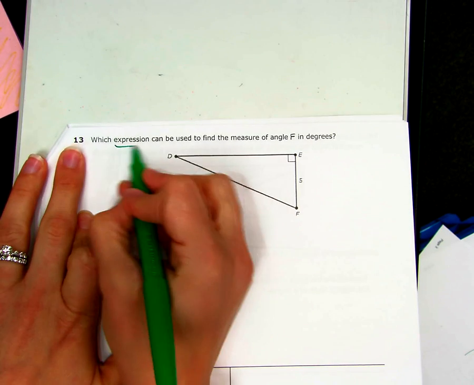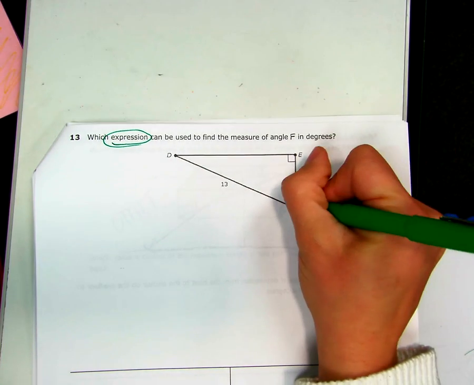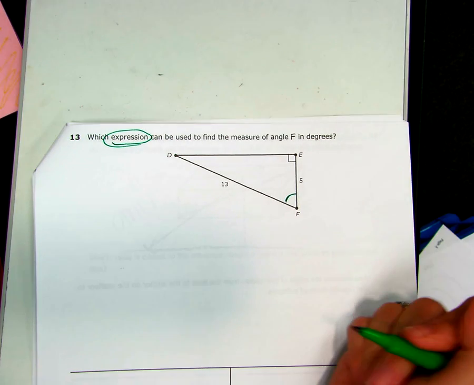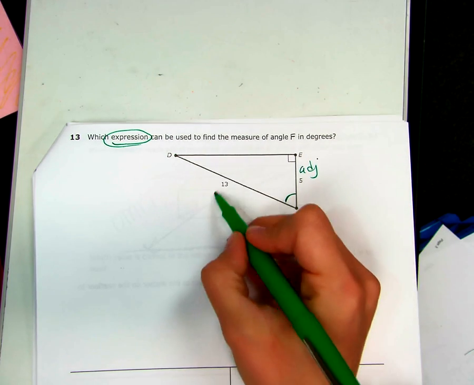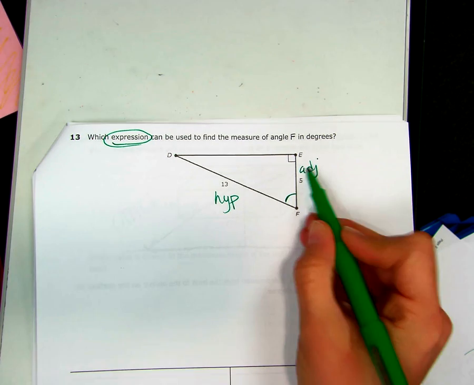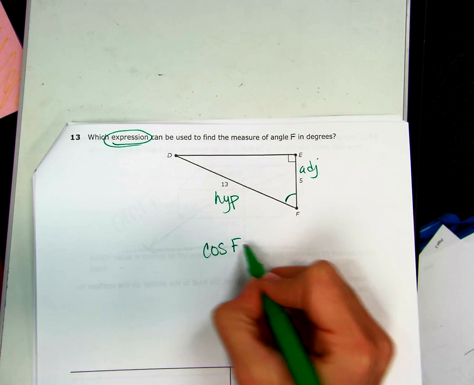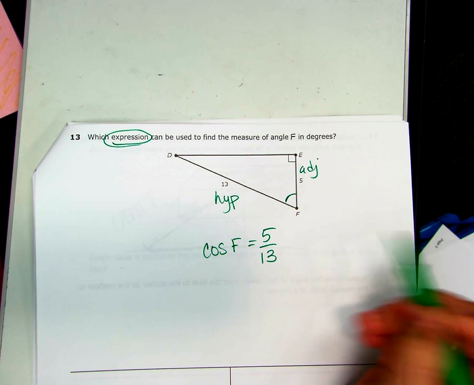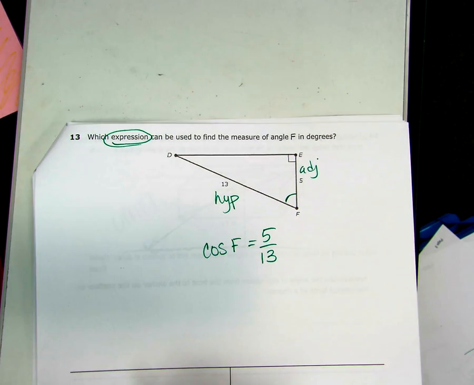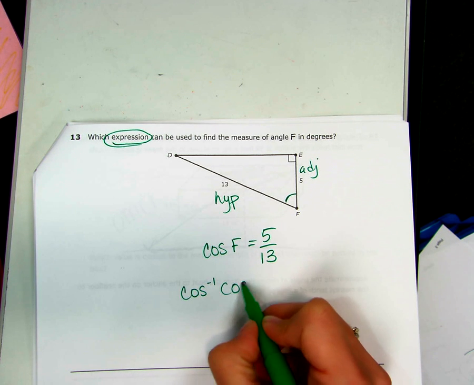Thirteen's another one that says which expression. So if you can just get this set up, you're going to be good. Angle F, so that's the one we're trying to find. 5 is our adjacent. 13 is our hypotenuse. So adjacent hypotenuse tells me to use cosine. So I'm going to say cosine F equals 5 over 13. So how would we solve for F? Well, we'd use inverse cosine.